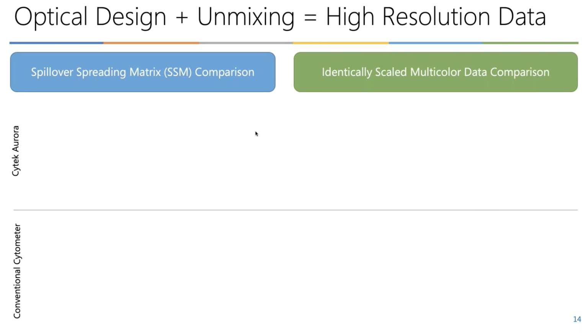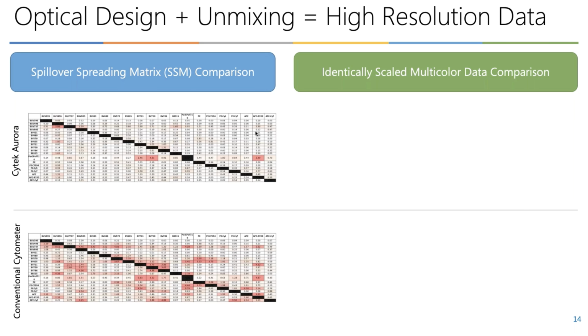First, and remember, we run exactly the same assay, meaning that we run exactly the same single stain controls in both instruments, and we use FlowJo to calculate the spillover spreading matrix. At the top is the matrix coming from the data generated in the Aurora. At the bottom is the matrix coming from the conventional cytometer.